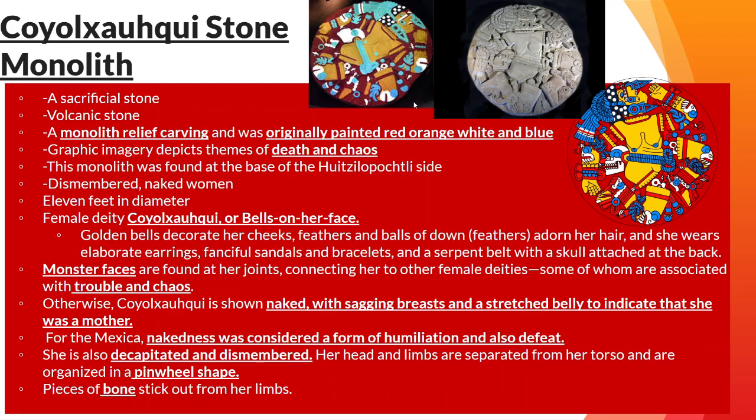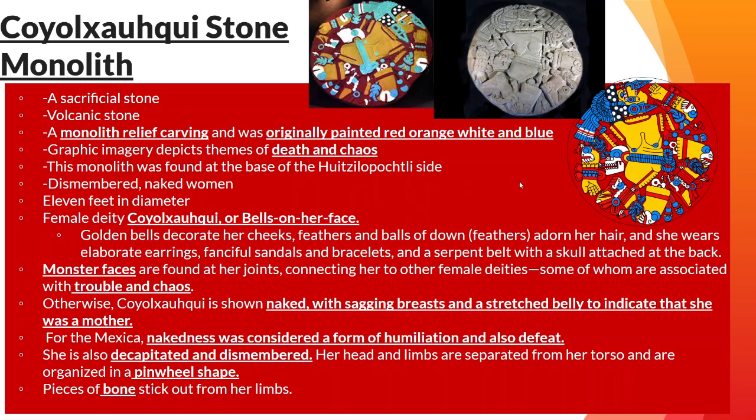Coilcoxi is another relief carving, circular stone. So we see again this kind of circle motif, circle cosmological thinking, but a very different approach. Where the sunstone has radial balance, Coilcoxi stone does not. That's because this one functions as a sacrificial stone. Again, we have basalt, which is a volcanic stone. We have this large relief carving, so monolith, one large stone. It would have been painted red, orange, white, blue based off of the pigments left behind. There are some different coloration versions. And this would have been at the very base of the Huitzilopochtli side of the temple.